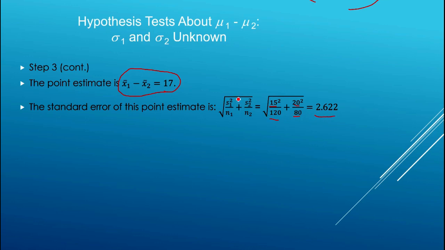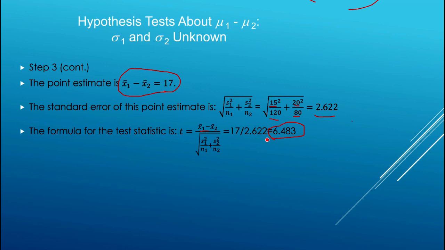We're going to take the ratio of 17 to 2.622 in order to measure that difference between the means in terms of standard deviations, right? So when we take 17 divided by 2.622, what we find out is that we're 6.483 standard deviations, right? The difference between the two is 6.483 standard deviations from 0, basically, okay? So that's the value of our test statistic.